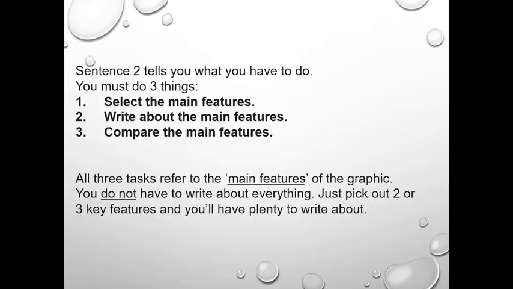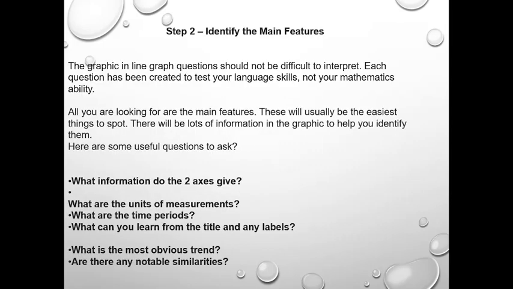Sentence 2 tells you what you have to do. You must do 3 things. Select the main features, write about the main features, and compare all main features. Step 2, identify the main features.